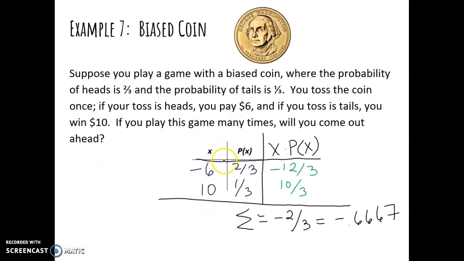Okay, so here we go with the answer. You can lose $6 or you can win $10. The probability of losing $6 is the same as tossing a heads, because you lose if your toss is heads, and the probability of a heads is 2/3, as it said right here.